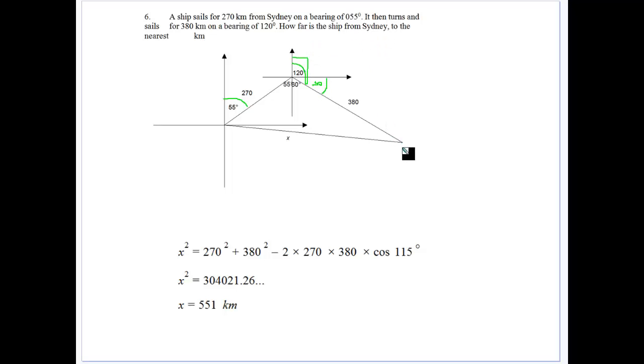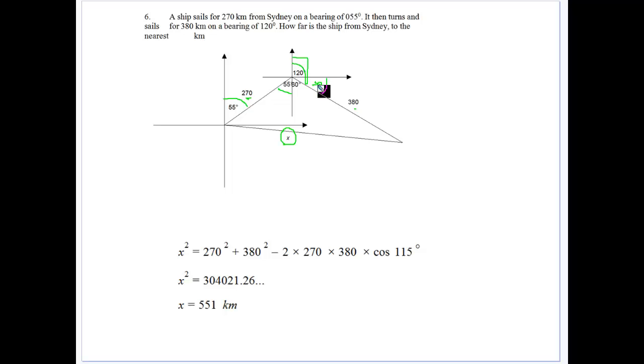How far is the ship from Sydney to the nearest kilometre? So we want to find the distance there. We've got two sides there, and we want to find the third one. Have we got the included angle? Because we haven't got the angles there, but that's alternate. So 55, 55, that makes it an alternate angle to there.